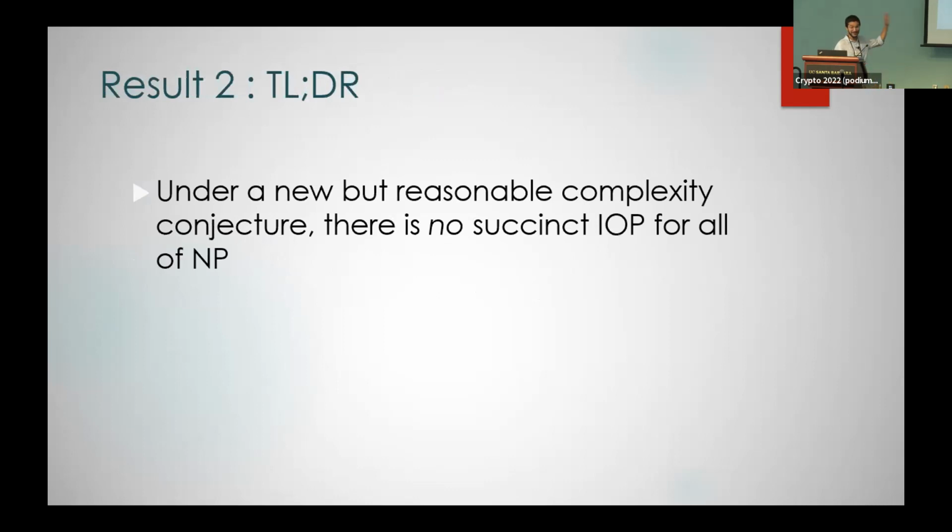So this brings me to the second result that we have, and this is just the short version. Under a new but reasonable complexity conjecture, at least I think it's reasonable, we prove that there is no succinct IOP for all of NP. So there is some relation that has no succinct IOP under this new complexity conjecture that I'm going to talk about in a bit.